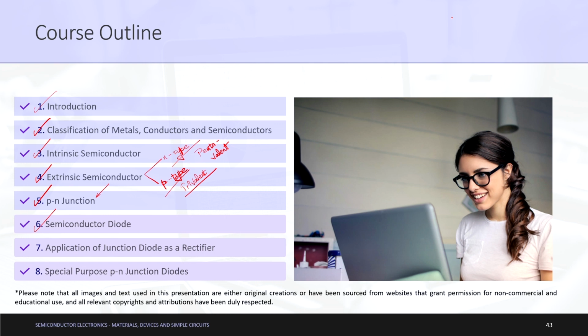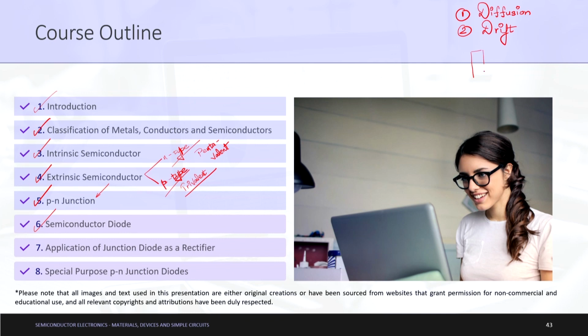Let me just iterate again. We understood different processes. The first process was diffusion, and the second process was drift. Diffusion was happening when electrons passed from the N type to the P type, or let us say the holes passed from the P type to the N type, basically due to a concentration gradient. Because of this, a depletion region was created in between.